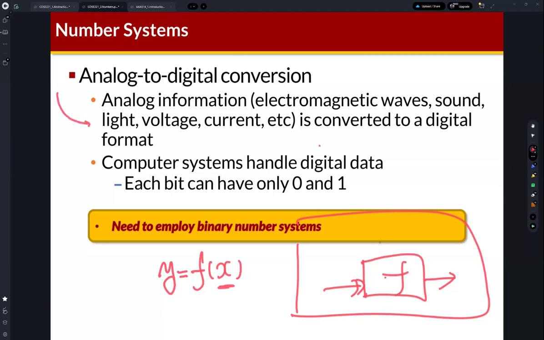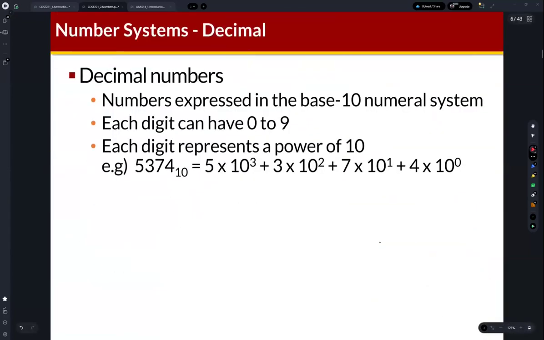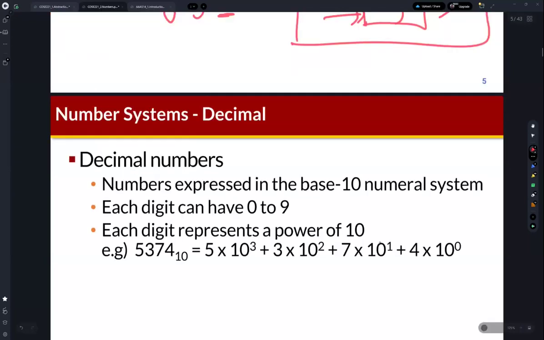As you can see in the slides, analog information like sound, light, voltage, and current, these signals are converted into digital signals. Which means that actually inside of a digital system, we handle binary numbers, not decimal numbers. Obviously, right? So what is the binary number?